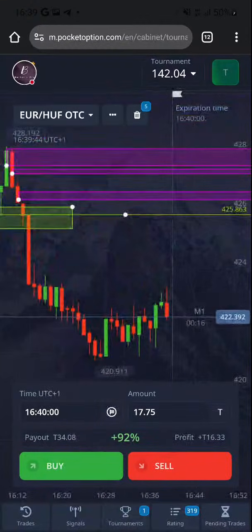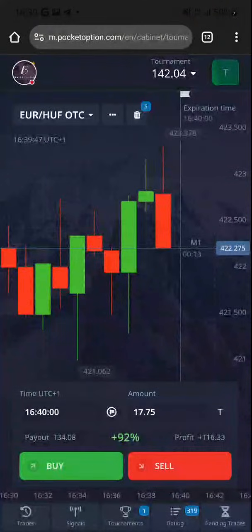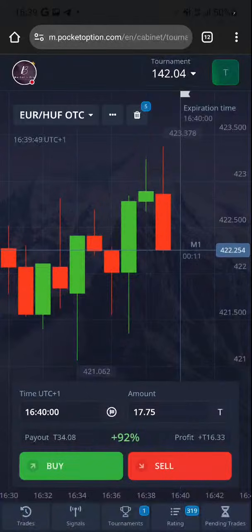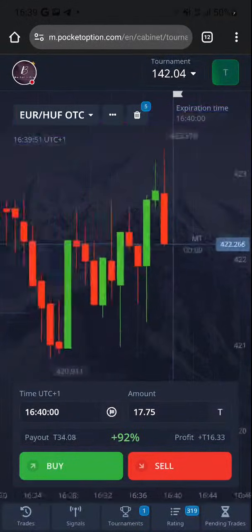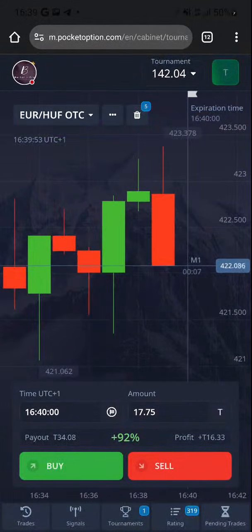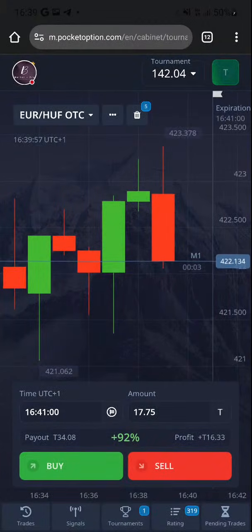Now, we can go with the buyers here. If we have a gap down, an evening star pattern, and an uptrend, then a gap down will be a confirmation to go with the buyers. Please give us the gap down.